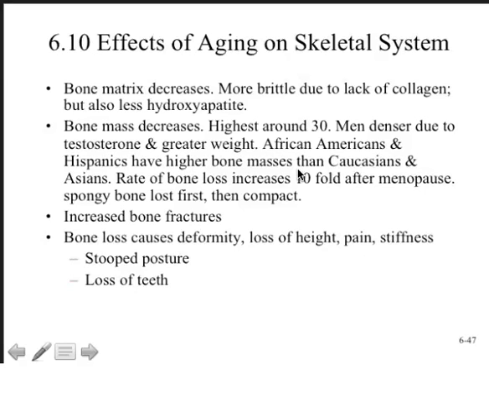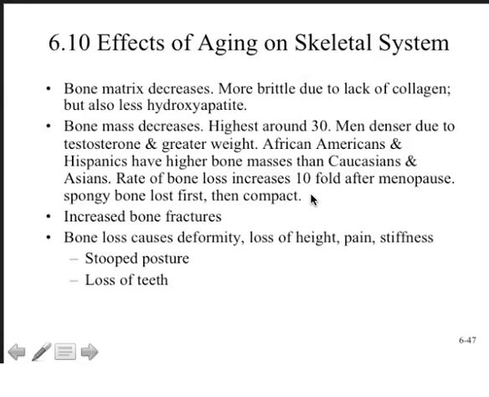The rate of bone loss increases tenfold after menopause, due primarily to the loss of estrogen, which is the result of the depletion of follicles in the ovary that takes place on a monthly basis from a female's first menstrual period, which is menarche, until her last menstrual period, which is, of course, menopause. Spongy bone is lost first, and then compact bone is lost, and so very often what we'll do is engage in hormone replacement therapy, HRT, in order to try and shore up bone density in postmenopausal women, although that therapy has come under some controversy in recent years.